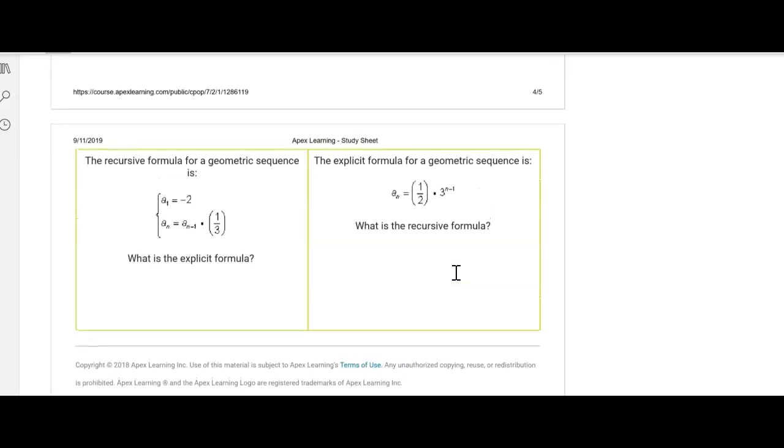So now it says here, the recursive formula for the geometric sequence is the following below. What is the explicit rule?